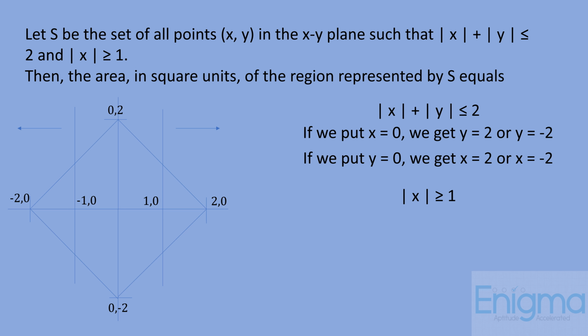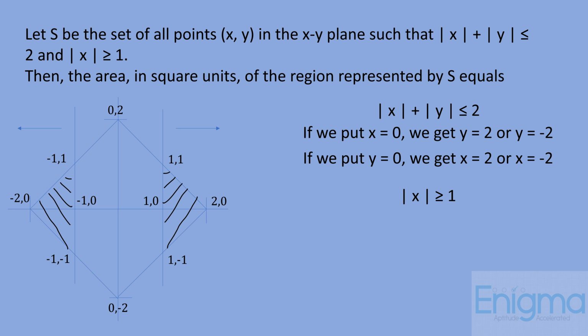Now S is the region which is the combination of both these equations, and it can be represented by shading that region. Now we want to find out the area of this region. So now let's find out the area of one shaded region, because both the shaded regions are equal in area. So it's sufficient to find out the area of one.